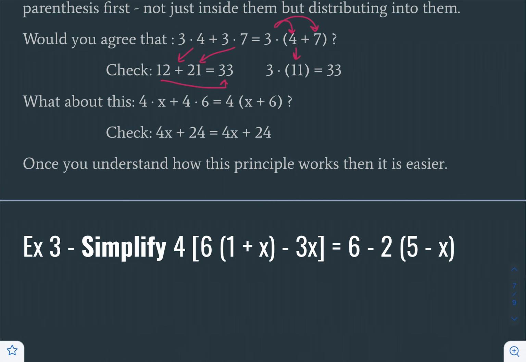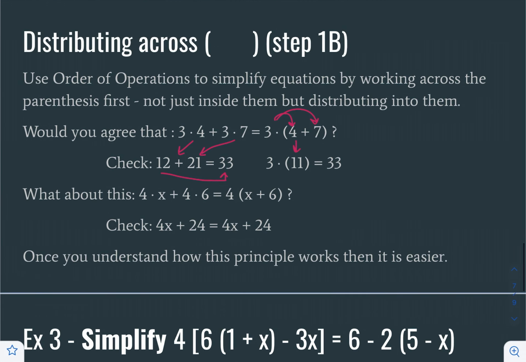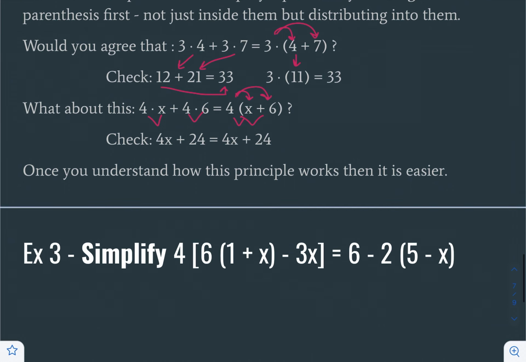What about this? 4x plus 4 times 6 equals 4 times (x plus 6). So you're going to distribute on this side, and you're going to get 4x plus 24. And on this side, together, 4x plus 24, it equals. It's easier to do these problems once you understand how the principle works.